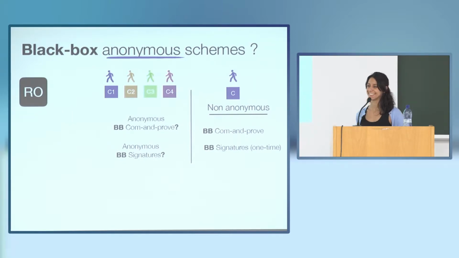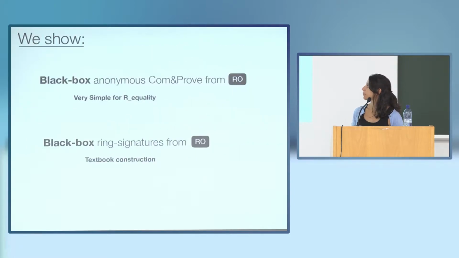So here you're allowed to come up both with a commitment scheme and a proof, right? Yes, that's crucial. And the only thing is I can come up with a commitment and I can only use the random oracle in a black box manner. So what we show is that you can compute black box commit and proof in this anonymous setting.